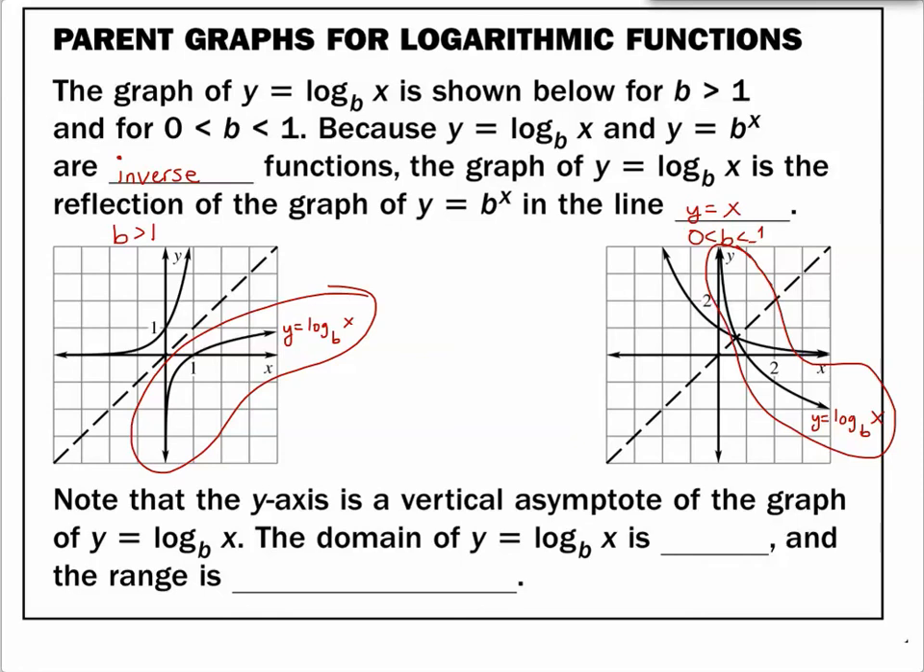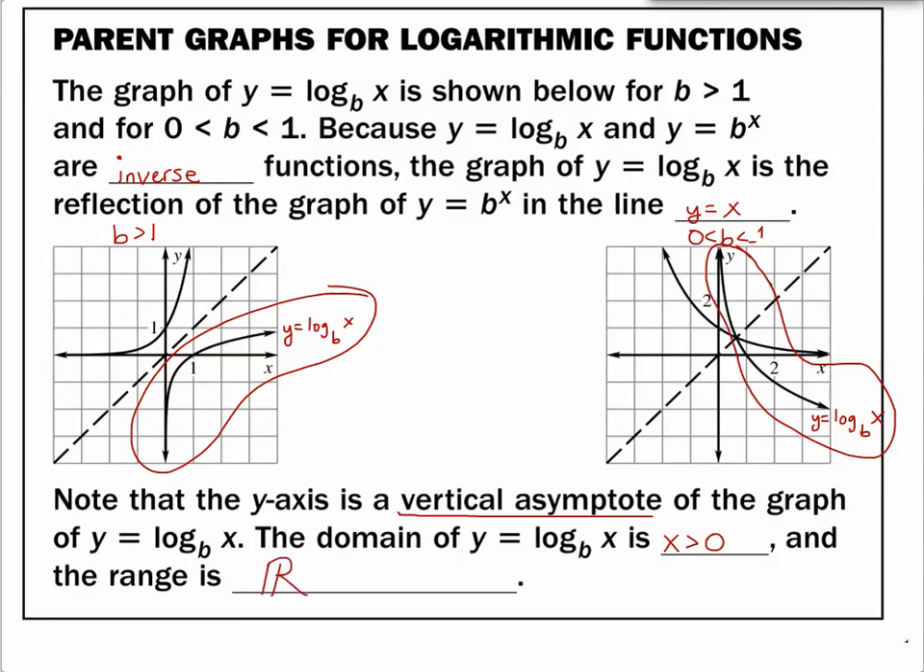Okay, now this is where things change. It's on the bottom. Note that the y-axis is a vertical asymptote. I'm going to underline that because that's backwards from before. On exponential graphs, the beginning half of the chapter, the stuff before spring break, it wasn't a vertical asymptote, it was a horizontal asymptote. So this is different. Of the graph y equals log base b of x, the domain is, here we go, x is greater than 0, and the range is all real numbers.